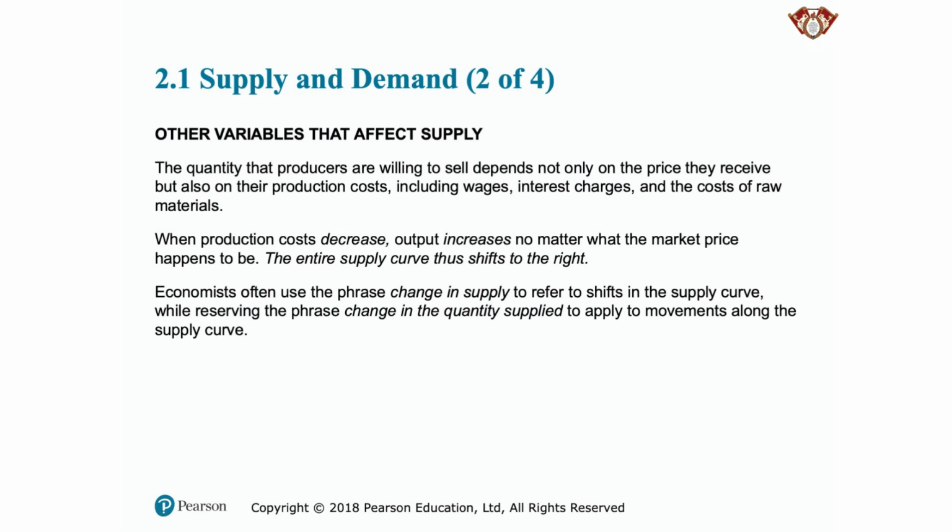When production costs decrease, output increases no matter what the market price happens to be. The entire supply curve shifts to the right, or upward. Right? I already explained this. Economists often use the phrase change in supply to refer to shifts in the supply curve, while reserving the phrase change in quantity supplied for movement along the supply curve. This is the relationship between quantity supplied and its own price. When other things change, the supply curve shifts, right? Two different things.